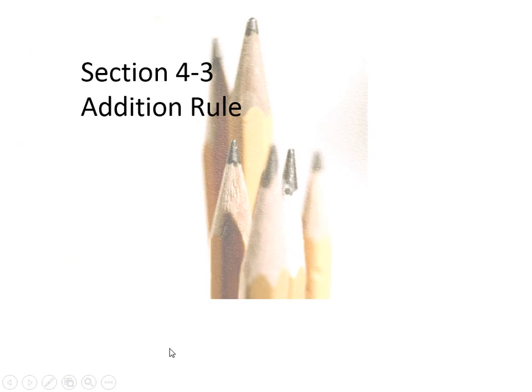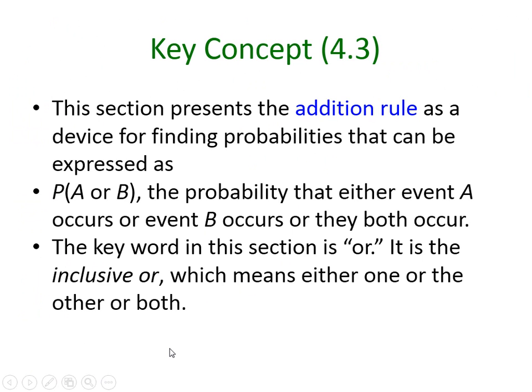All right, so when we talk about the addition rule, this section presents the addition rule as a device for finding probabilities that can be expressed as the probability of A or B, which is the probability that either event A occurs or event B occurs, or they both occur. The key word in this section is "or." This is the inclusive or, which means either one or the other or both. So mathematically, unless we tell you otherwise, when we say the word "or" in math, it's one happens or the other happens or they both happen.